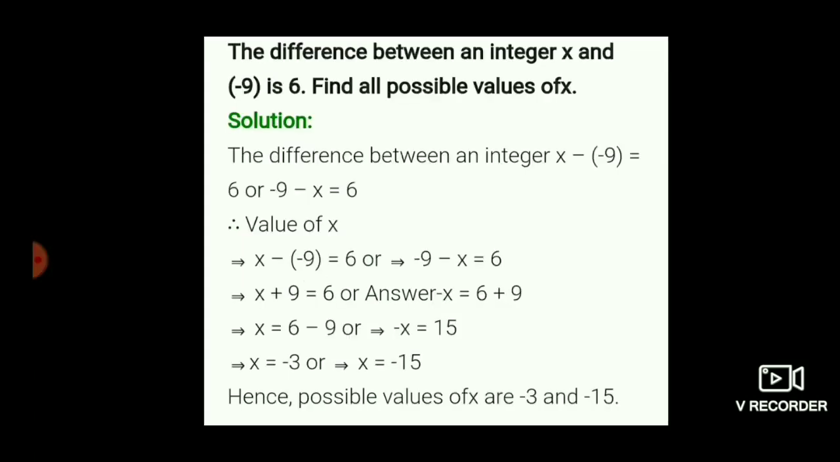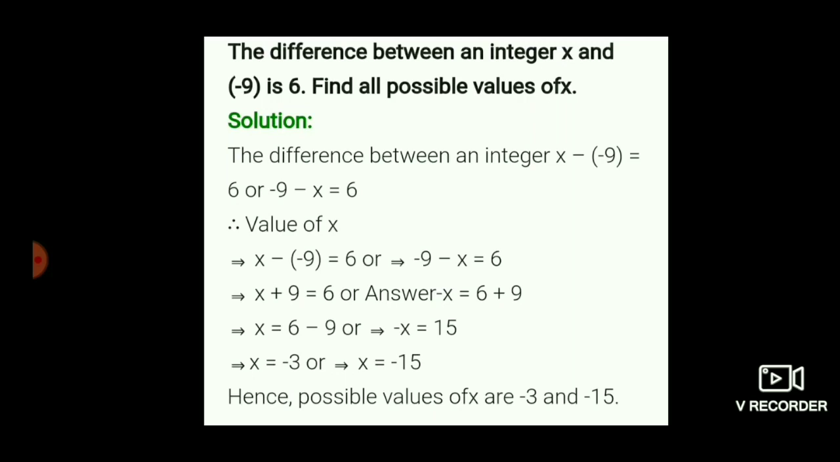Our next question is, the difference between an integer x and minus 9 is 6. Find all the possible values of x. Here, either x can be greater than minus 9 or it can be less than minus of 9. So there are only two possibilities for the values of x. Now the difference between an integer x minus minus of 9 will be equal to 6, or minus of 9 minus of x will be equal to 6. So these are the two possibilities of the values of x.